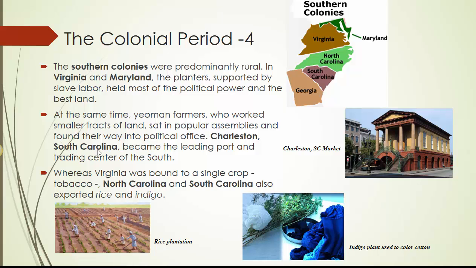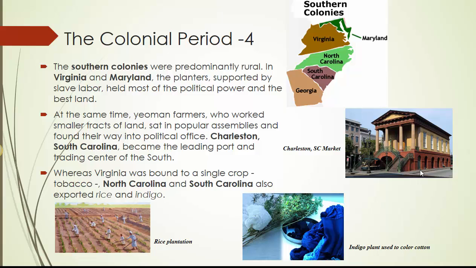Charleston, South Carolina, became the leading port and trading center of the South, whereas Virginia was bound to a single crop, tobacco. North Carolina and South Carolina also exported rice and indigo. Here is a picture of the Southern Colonies: Maryland, Virginia, North Carolina, South Carolina, and Georgia.